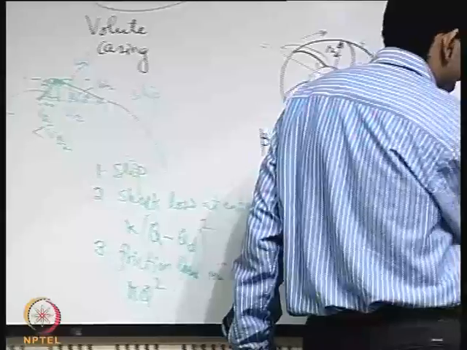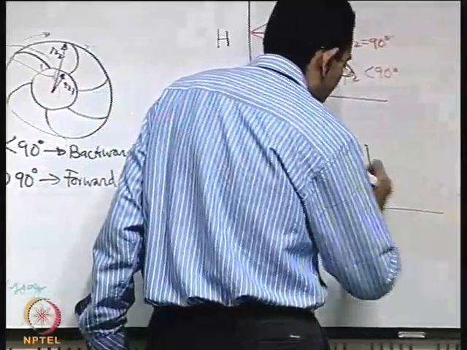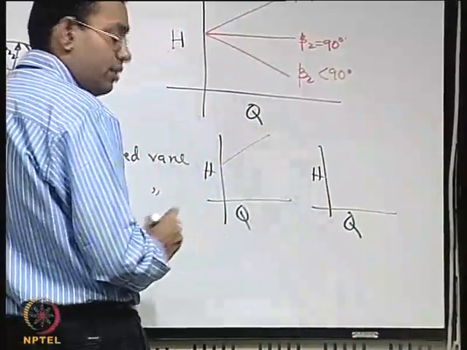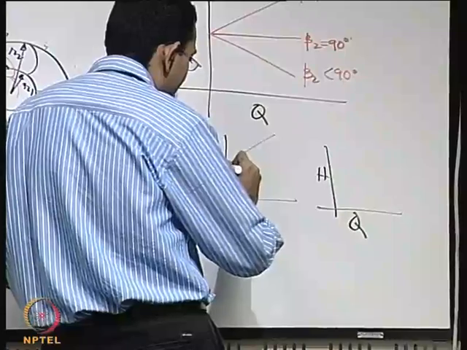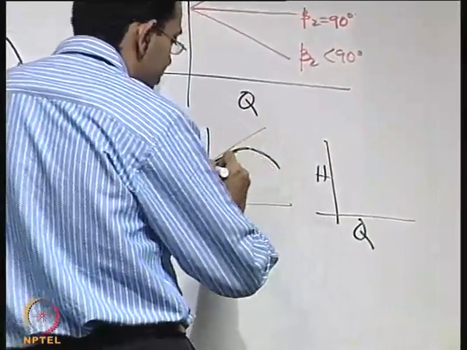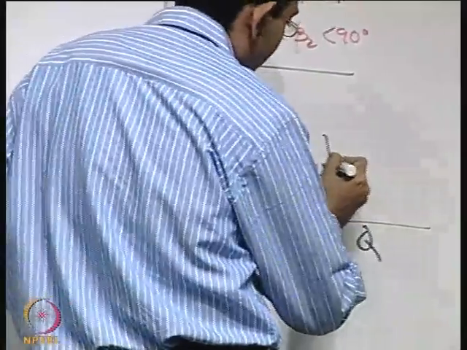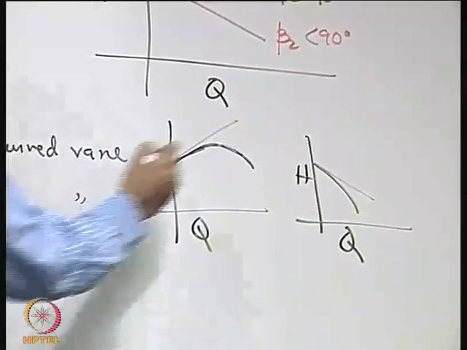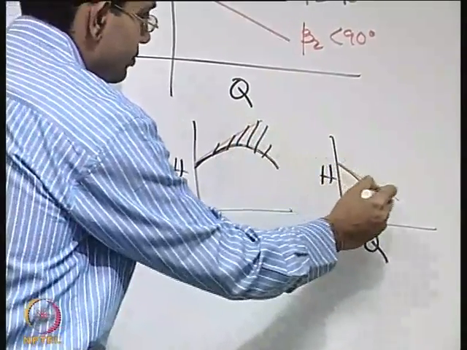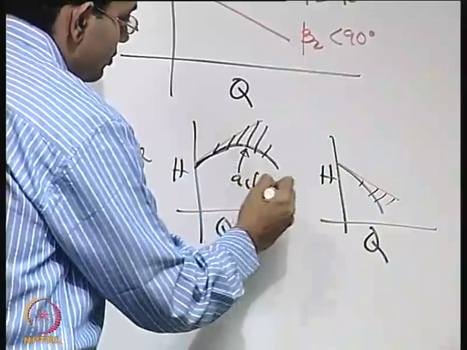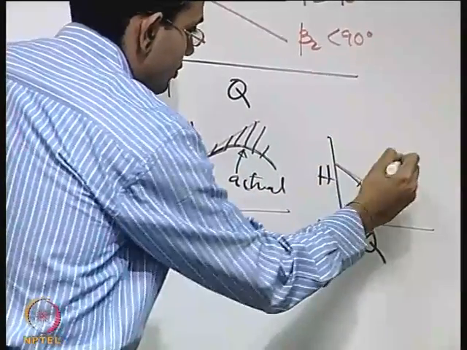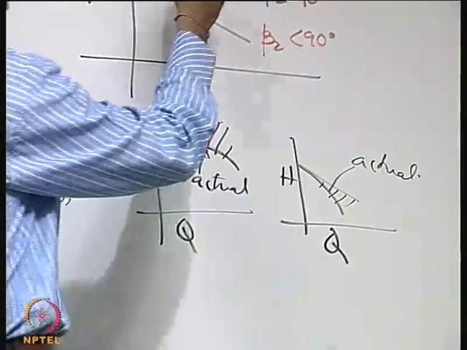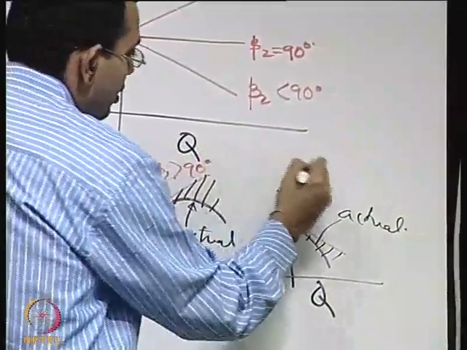So if you plot the HQ curve for a forward curved vane and a backward curved vane, and you have this one as the theoretical, then with some loss the actual curve may become something like this. Whereas if you have this as theoretical, with some loss the actual curve may be something like this. This shaded area represents a sort of loss, and this is the actual curve. So for the actual HQ curve we now have two possibilities: this is for beta 2 greater than 90 degrees, and this is for beta 2 less than 90 degrees.